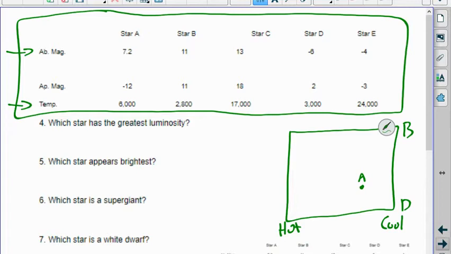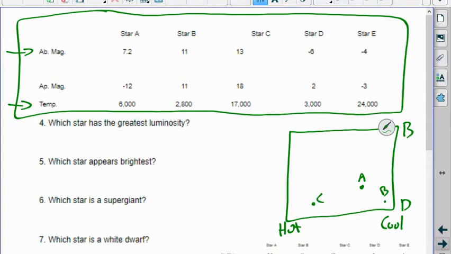2800 is cool and 11 is dim. So that would put this star down here. Star B would be here. Star C, 17,000, that's pretty hot. And a 13 is pretty dim. So we have a pretty hot, dim star somewhere over here, star C.